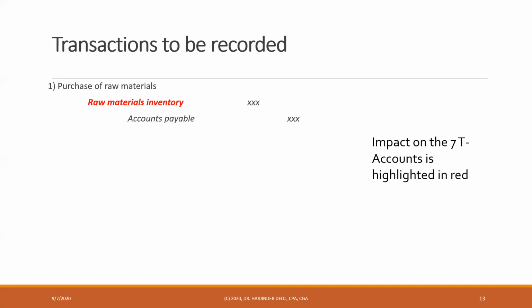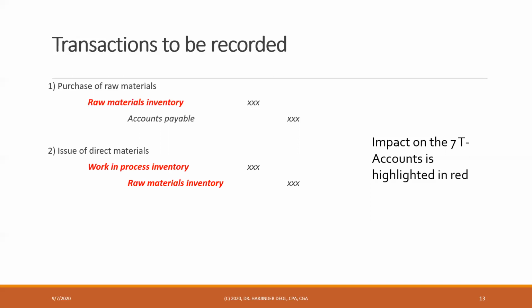Next, the business would issue the direct materials for production. So as materials are issued for production, the raw materials inventory decreases, and the raw materials, because the work begins on them, get transformed from the raw material stage into work in process. So the journal entry here will be debit work in process inventory and credit raw materials inventory.